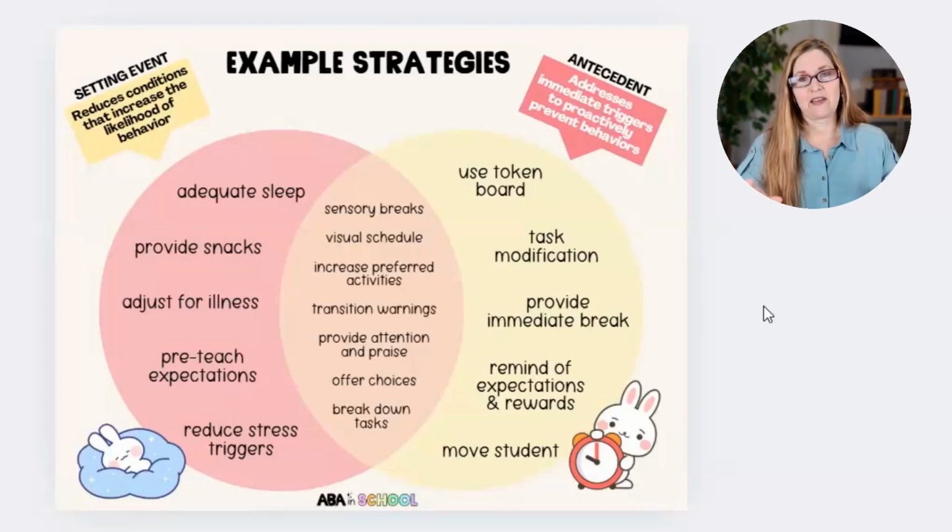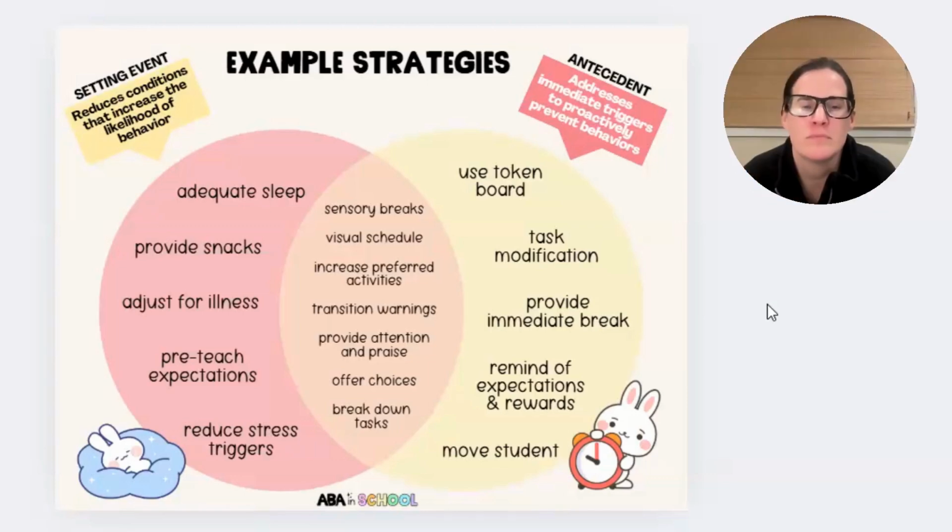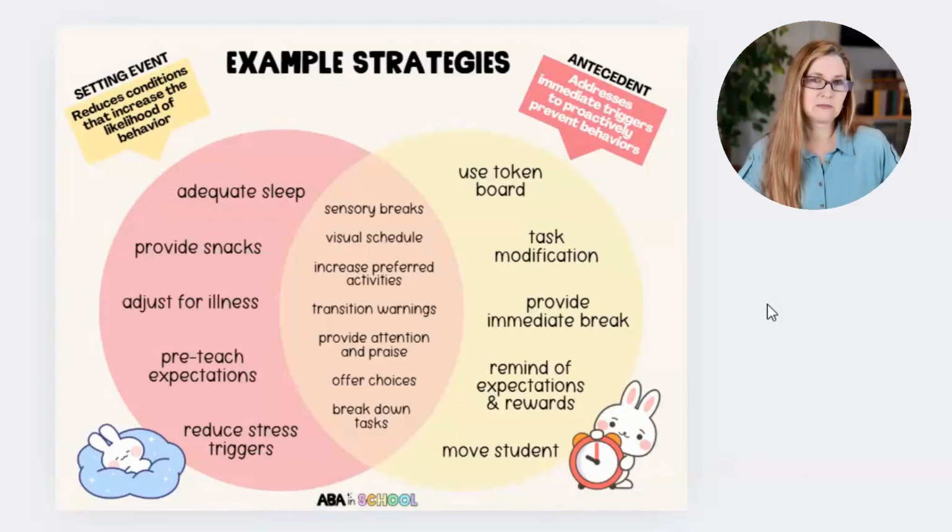My point of putting this together is, as you're creating a BIP, a lot of our templates always have setting event strategies and antecedent strategies. And I think a lot of teachers get confused about what's what. So really, I think the biggest thing to be aware of is, are you doing it planned out in order to prevent any situation from happening, or are you starting to see a trigger that's coming and you're making a modification in the moment? Why do you think it's so important to have both of those?